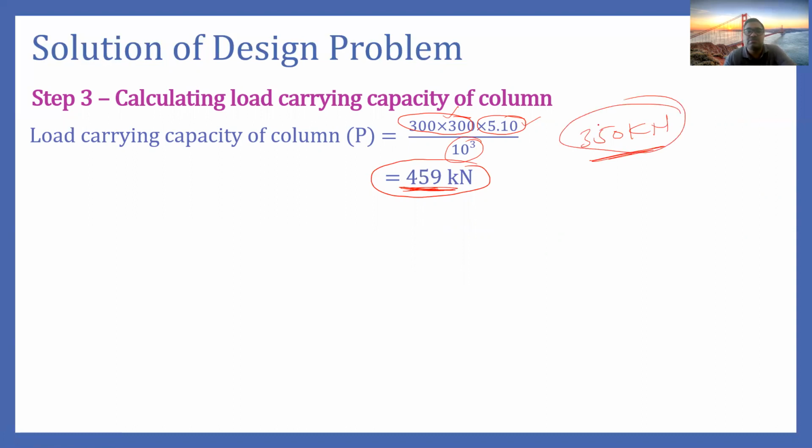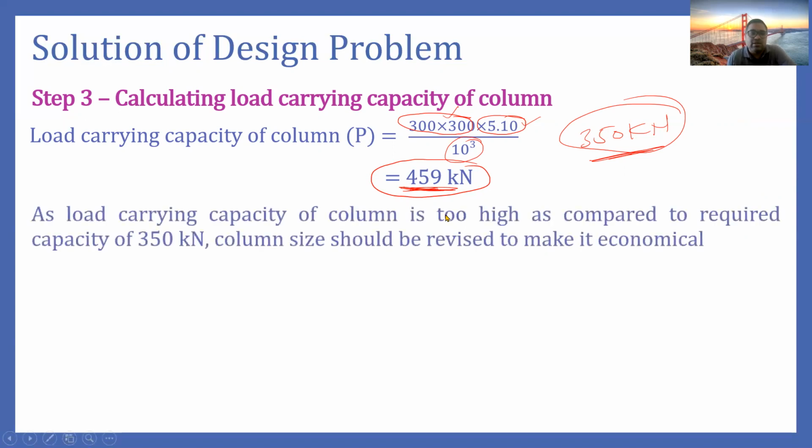What does it mean? It means the size of column we have provided is more than required. Obviously we have to make our structure economical, and here we are designing a column, so the size of column should be economical so that it is not costly. Therefore, I have written that the load carrying capacity of the column is too high as compared to the required capacity of 350 kilonewton.